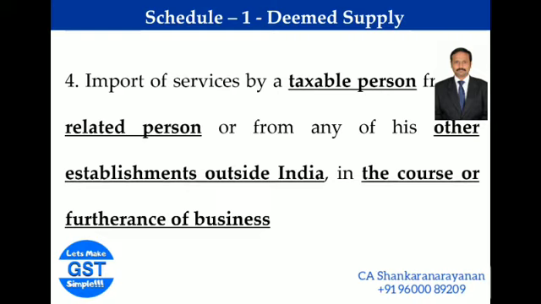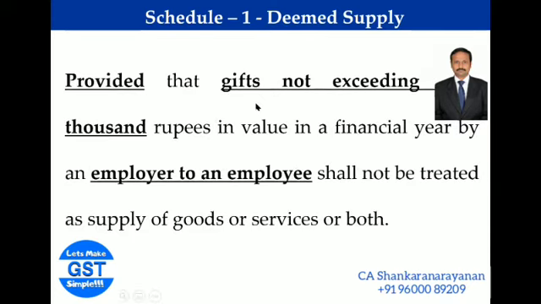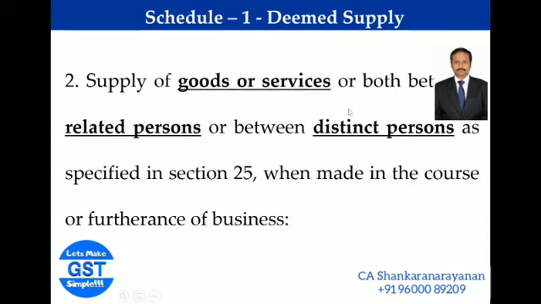you are using the intellectual property of related person as per our discussion on para 2. Supply of goods or services between related persons or distinct person. It is used in the course or furtherance of business. You have not paid them any consideration. Why don't you pay GST under deemed supply, para 2? They didn't have an answer at all.